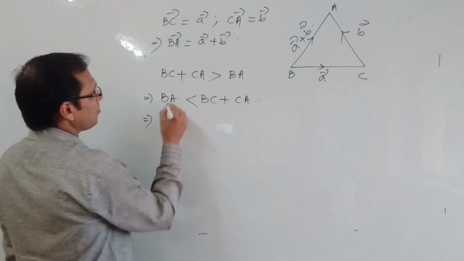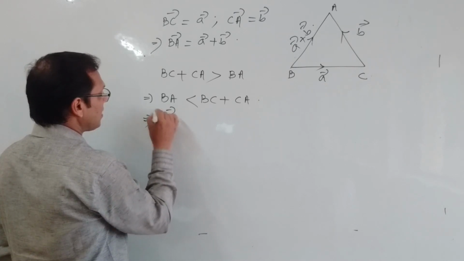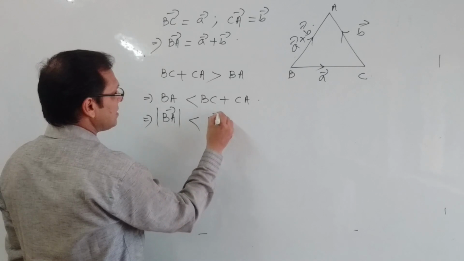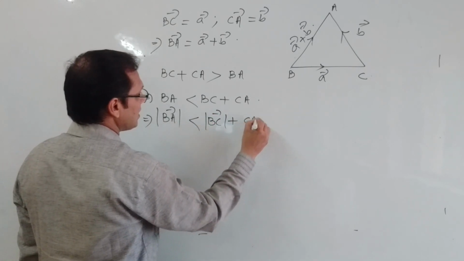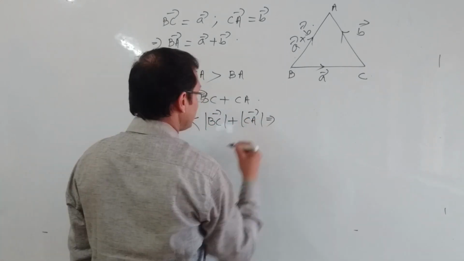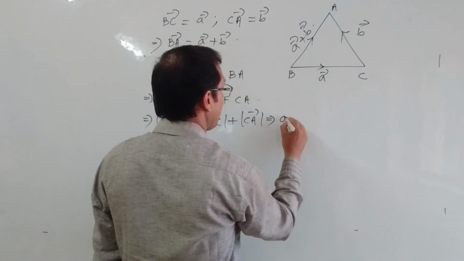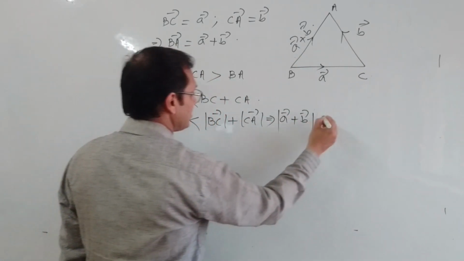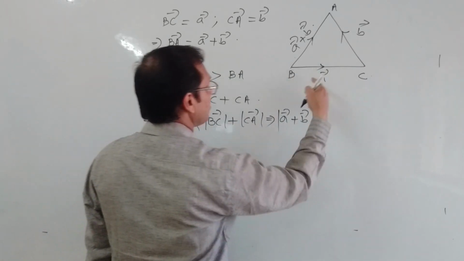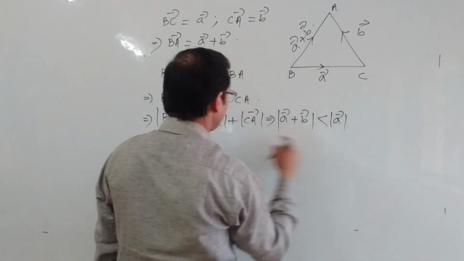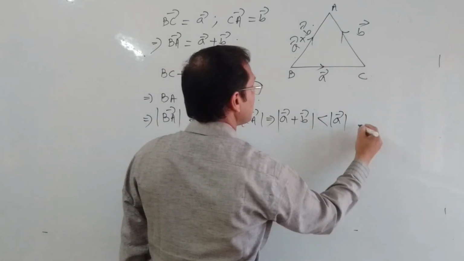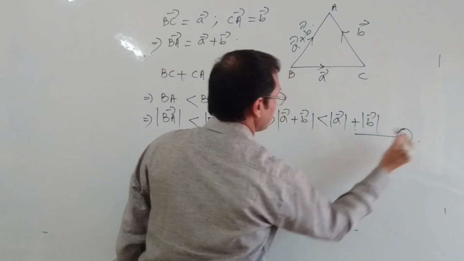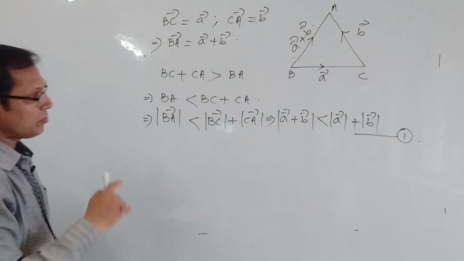You see, BA means what? Magnitude of BA vector is less than BC vector magnitude plus CA vector magnitude. That implies the magnitude of A vector plus B vector is less than BC vector, which is A vector magnitude, and CA vector, which means plus B vector magnitude. This is case 1. Just we have proved. Now we have to prove the equality.